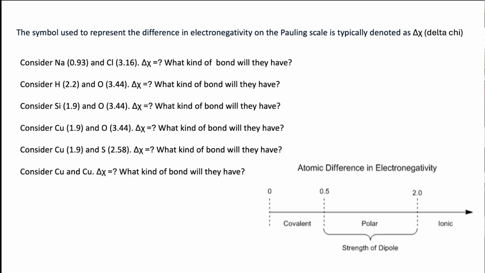So, show of hands, actually just shout it out. If we have sodium and chlorine, 0.93 and 3.16 in terms of their electronegativity numbers, what kind of bond would that have? Anybody want to guess? Or anybody want to calculate? Ionic. Ionic, right. And how about between hydrogen and oxygen? Polar covalent. Polar covalent. Silica and oxygen.